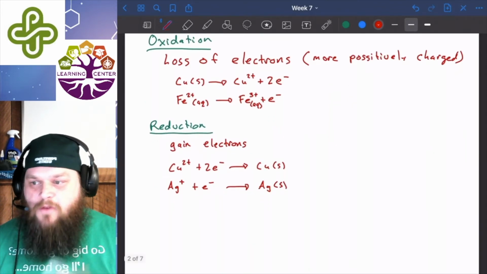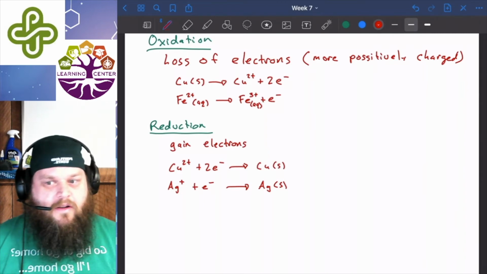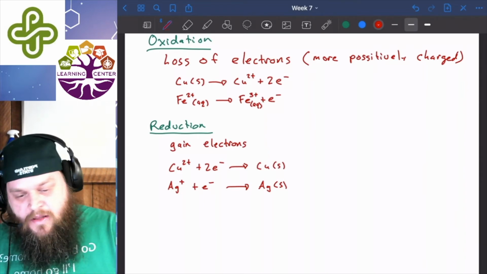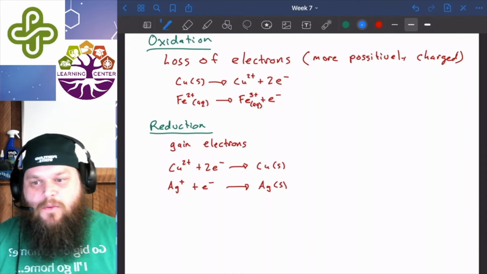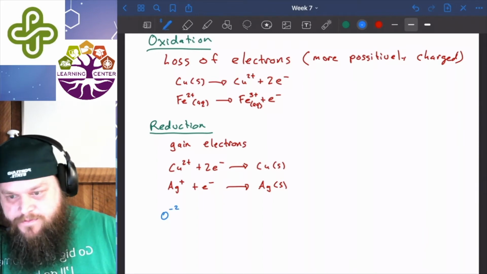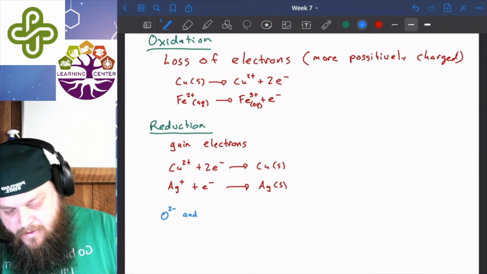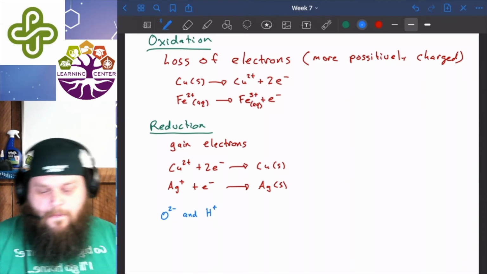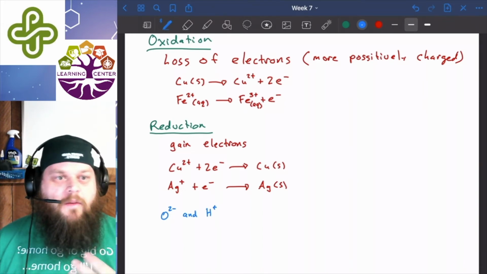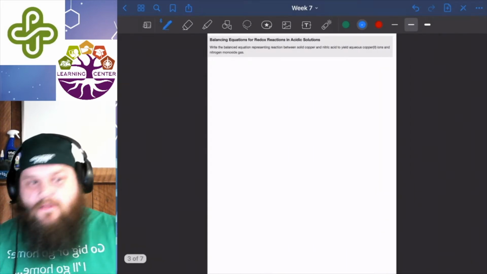And since most redox reactions, pretty much all of them, are going to occur in water, we can assume any time that we're dealing with these that oxygen, so O, has a charge of 2 minus, and hydrogens have a charge of +1. And this is useful when we talk about balancing our redox reactions, which is what I'm going to go into next.